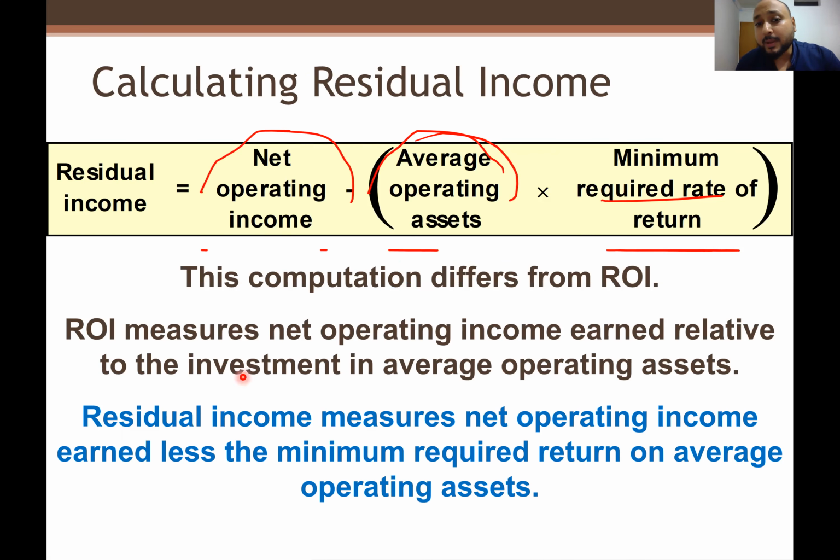ROI measures net operating income relative to investment in average operating assets, whereas the residual income measures net operating income less some minimum required rate of return. In this case, you do not have to see how much you are earning on top of operating assets, but you are given some minimum requirement. If you fulfill that one, if you are above that one, you are doing good. If you are less, then you are doing bad, right?